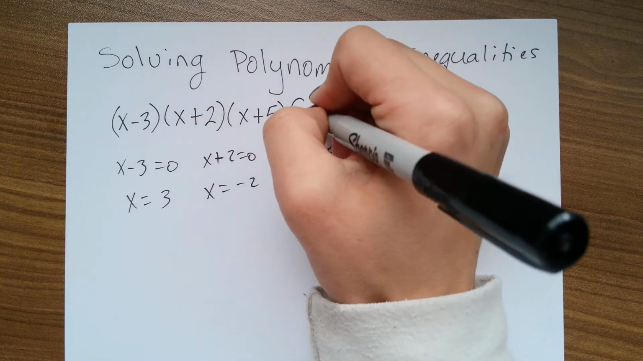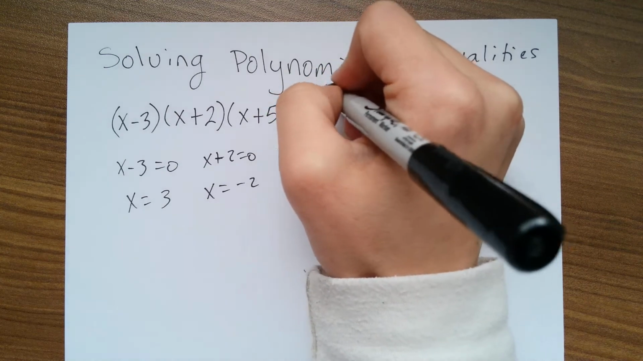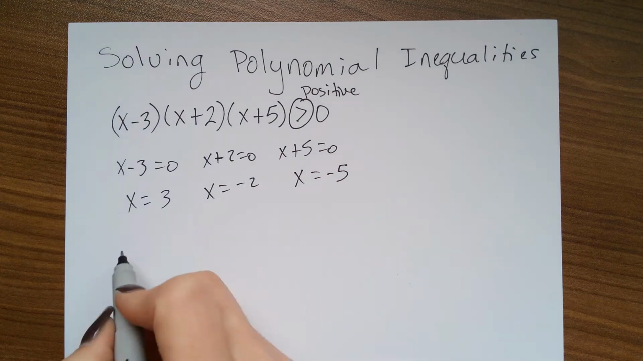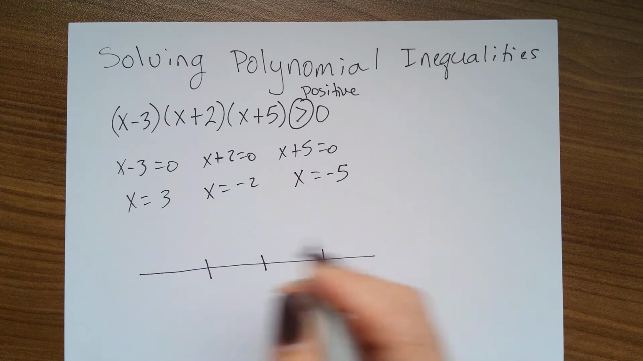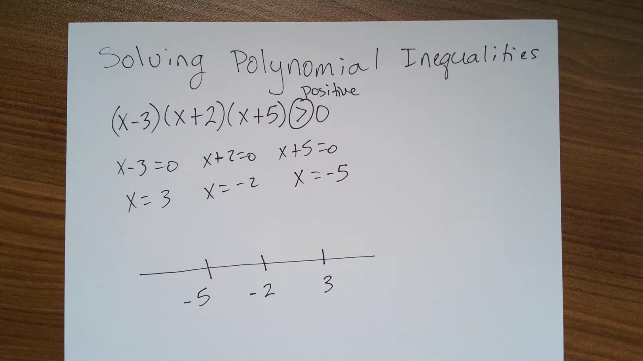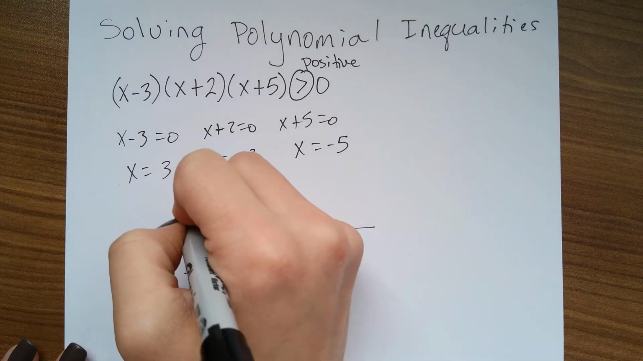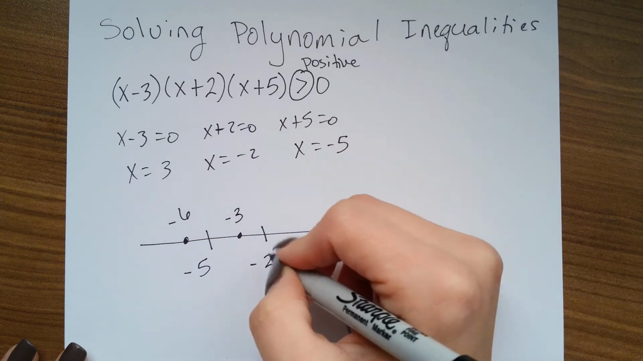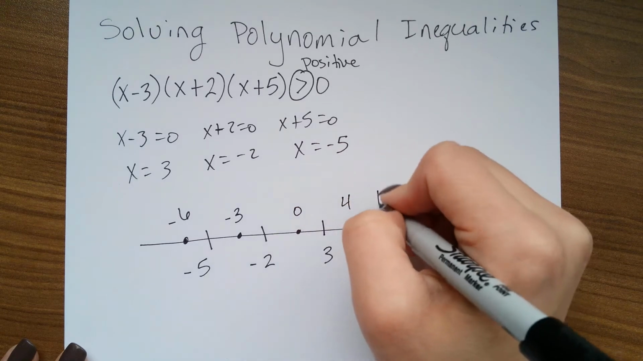Another thing, this inequality symbol says greater than 0. Greater than 0 means that it would be positive. So I'm looking for positive values and not equal to these numbers. So I'm going to use these zeros, these x-intercepts, to set up a number line. I have negative 5, negative 2, and 3. And I need to check a value on either side of each of these zeros. So something less than negative 5, I'm going to pick negative 6. Something in between negative 5 and negative 2, let's say negative 3. Something in between negative 2 and 3, I'm going to say 0. And something greater than 3, how about 4? So these are my test values.